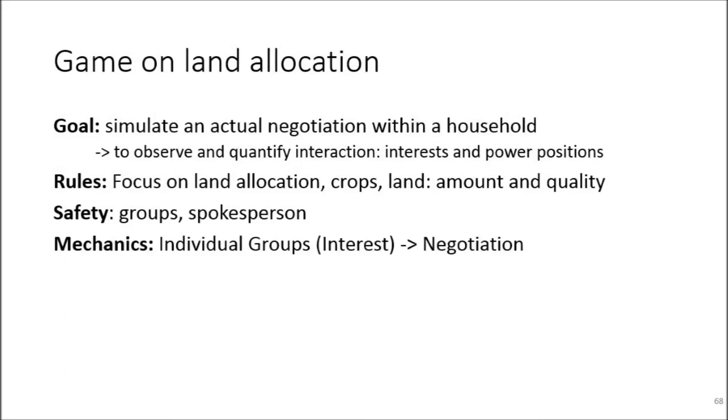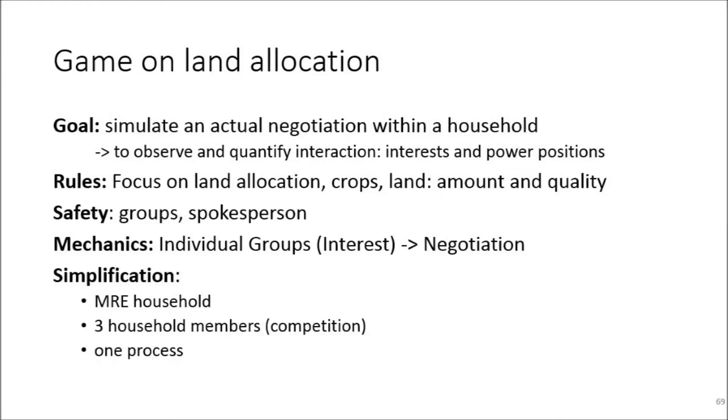As I said, first I captured the individual interests and then the negotiation stage. I compared the individual interest to the household level negotiation outcome. The assumption, of course, is that the more similar the individual interest is to the negotiation outcome, the more power you had. And it was a simplification. I looked very consciously at the medium resource endowed household. I selected three household members that were in competition, and it was one process, while I knew that these decision-making processes usually happen behind closed doors and in several rounds where people would come together and discuss.